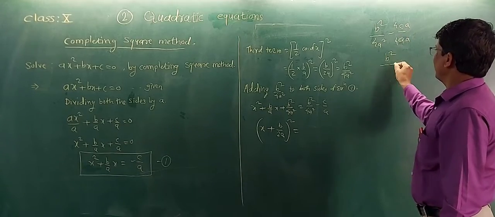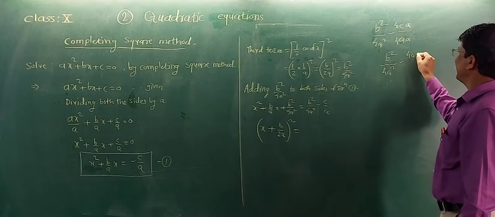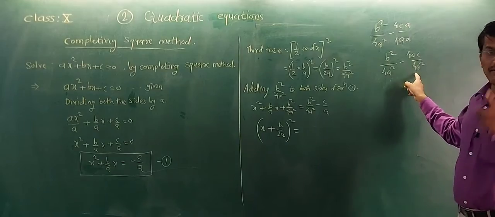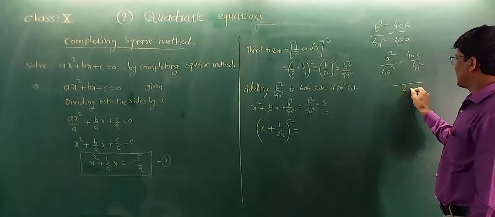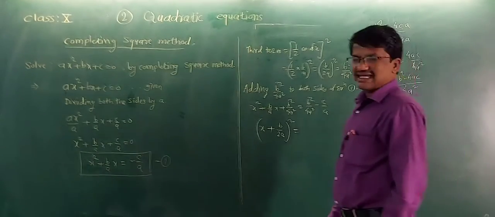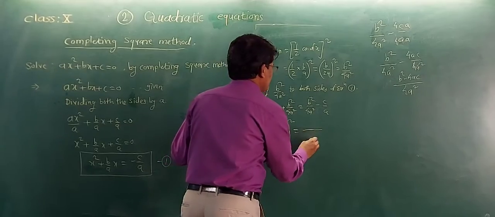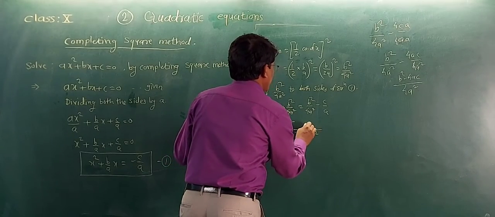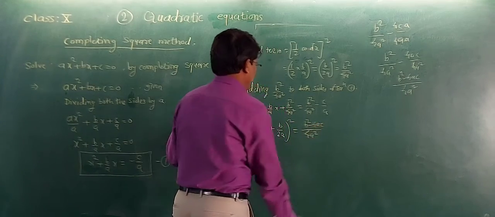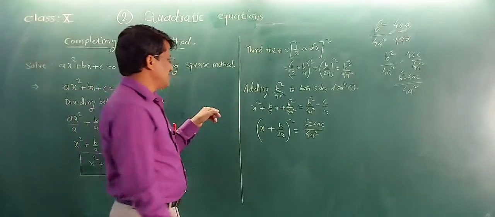So what do we get? b square upon 4a square minus 4ac upon 4a square. Now the denominator is the same, so write it once. So b square minus 4ac, I am writing directly here. This is the result of the addition, with 4a square as it is, and here b square minus 4ac. Now this is a perfect square. Try to find the square root of this.